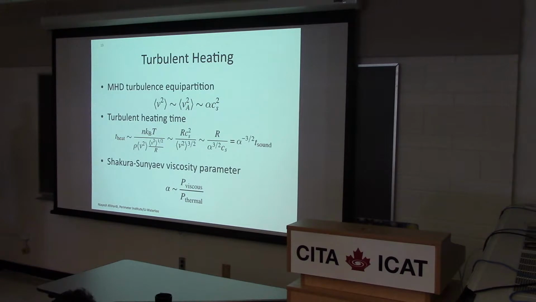But that's the heating. Heating comes just from the smallest scales. That's right, yes. So it means R and alpha are dependent. Right, so this alpha is not the molecular viscosity, this is the turbulent viscosity, right? So this depends on the magnetic field, basically, in the system.